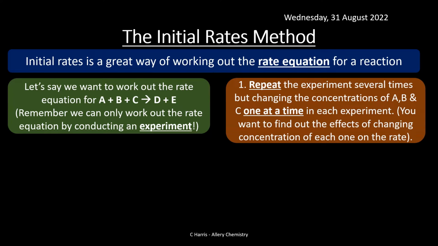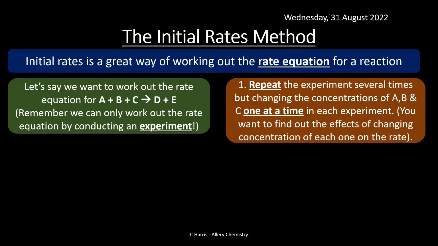So what we have to do to work this out is repeat the experiment several times, changing the concentrations of A, B, and C one at a time for each experiment. We're going to keep B and C the same, but change the concentration of A. We run the experiment, take some data, and see what happens. Then we put A back to where it was before, change B but keep C the same, and run the experiment again. So we're going to have a lot of data taken from loads of mini experiments.